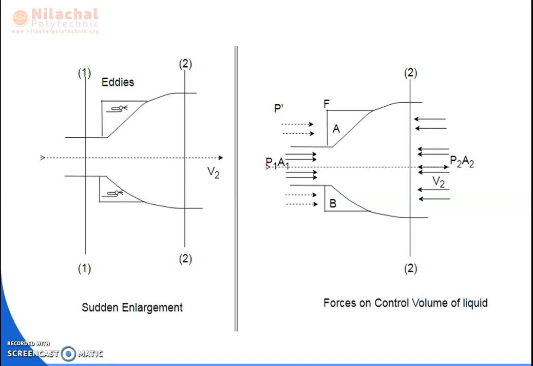Due to turbulent flow, the layers are crossing each other, and thereby eddy formation takes place, and due to that eddy formation, some amount of kinetic energy loss as well as pressure energy loss takes place. In this way, we conclude that the loss of head due to sudden expansion of the pipe is in terms of velocity head, and velocity head or kinetic head is equal to (V1 minus V2) square by 2g.